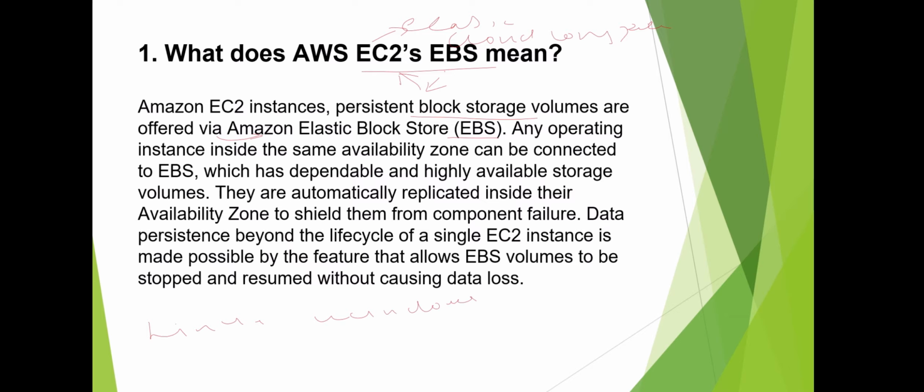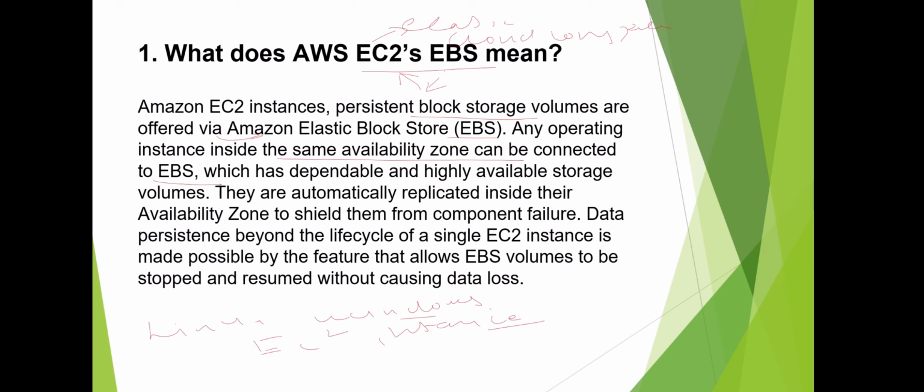Any EC2 instance inside the same availability zone can be connected to the EBS. The main point is the same availability zone. Why am I talking about the same availability zone? Because when we create any EBS volume, it should be created in the same availability zone.